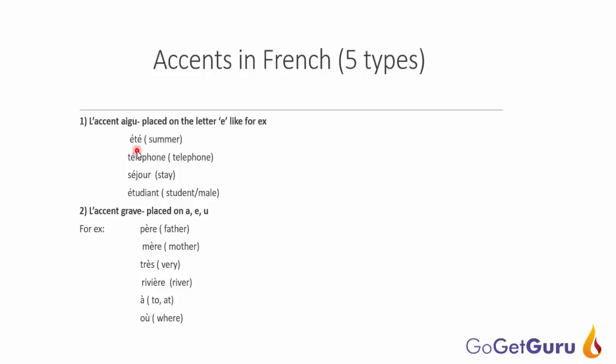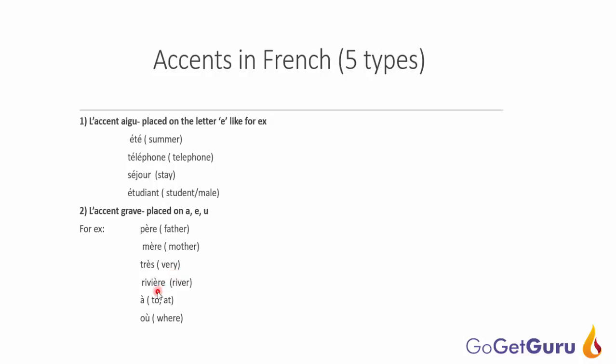You have to open your mouth. A. This one is A. You just close your mouth a little and say A. A little open but not very violent. So père is father. Mère is mother. Très is very.